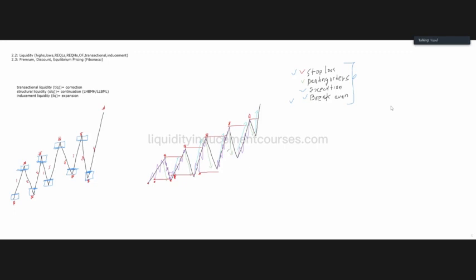The reason for this is because structural liquidity is not enough. You don't even know if it will be respected or not. We just know that there is liquidity there. And once it is taken, we can now wait for the final confirmation, which is MSU.